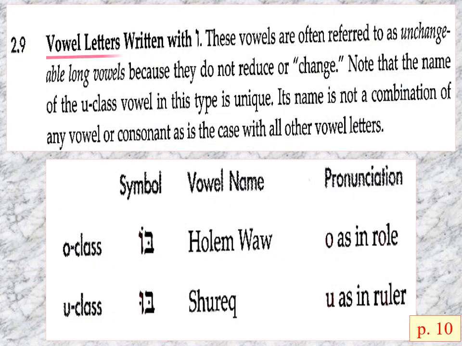Vowel letters written with waw. Two types, or two classes. The O class, the holem waw, O as in roll. And then the U class, the shureq, U as in ruler. So if we were to pronounce these with the bet, with the dagesh lene, it'd be bo and boo. Holem waw, shureq.